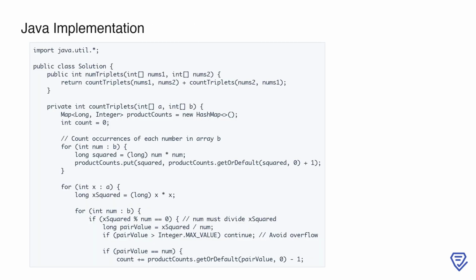Here, we begin with the Java implementation of the solution. The main method, numTriplets, takes two integer arrays, nums1 and nums2, as input and returns the total number of valid triplets.